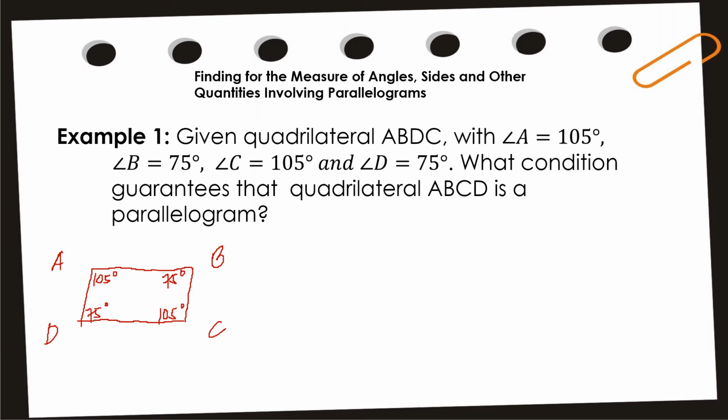They are congruent. Another condition that guarantees that this quadrilateral is a parallelogram is that a quadrilateral is a parallelogram if consecutive angles are supplementary. So, two consecutive angles, say angle A and angle B. They are consecutive angles. Question is, are they supplementary? Yes, because 105 plus 75 is equal to 180 degrees. So that condition also guarantees that ABCD here is a parallelogram.